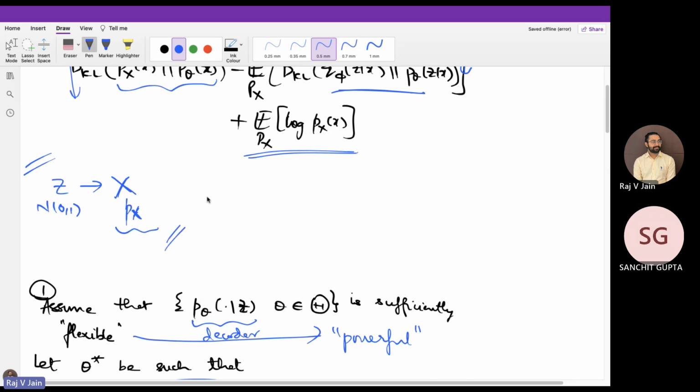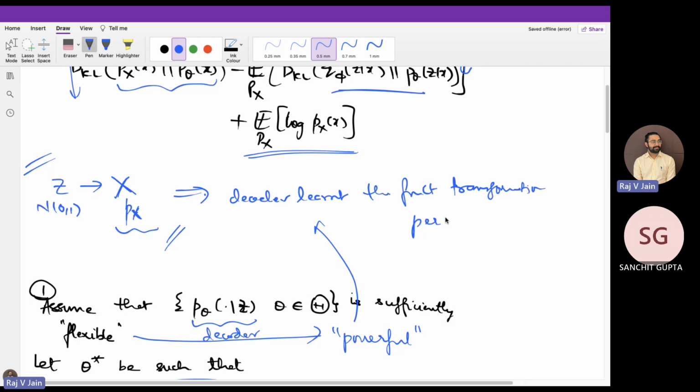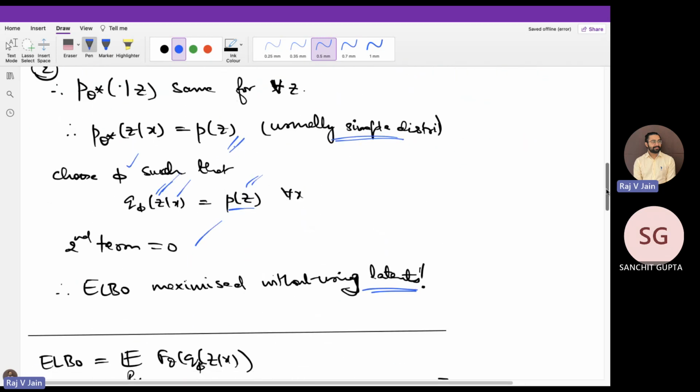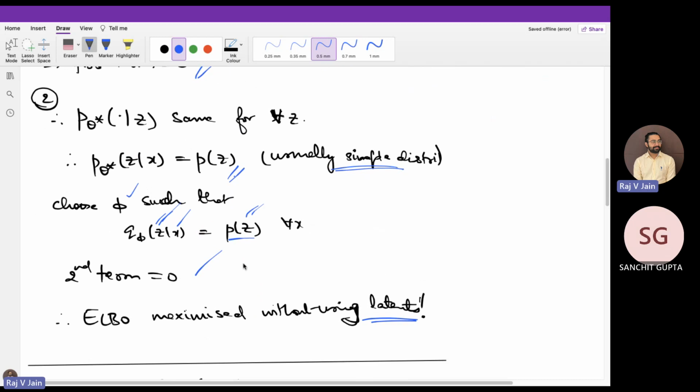So basically, the decoder learned the function transformation perfectly. If that happens, ideally speaking, your encoder need not do anything other than just outputting P of Z, and this it will do. It's not useful, and it will do that because we have a DKL term, which tries to match these two. So it'll just try to output Gaussian variables.